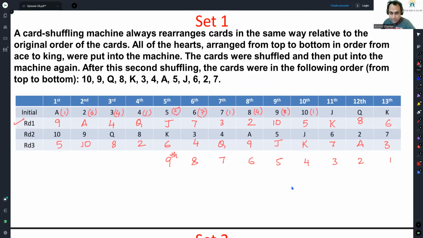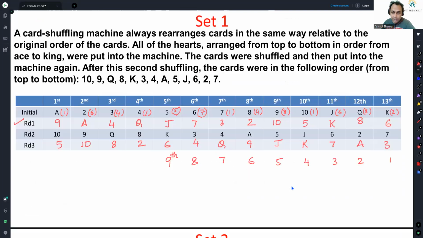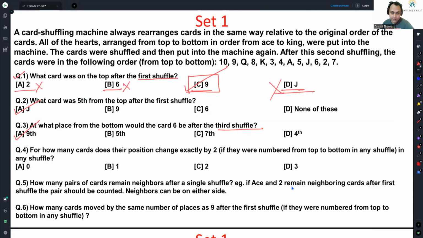J went from 11th to 5th, position shifted by 6. Q went from 12th to 4th, so position shifted by 8. And K went from 13th to 11th, position shifted by 2. So the question that is asking you, for how many cards does the position change exactly by 2? The only card for which the position is changing exactly by 2 is K. So the answer to the question 4 should be B.